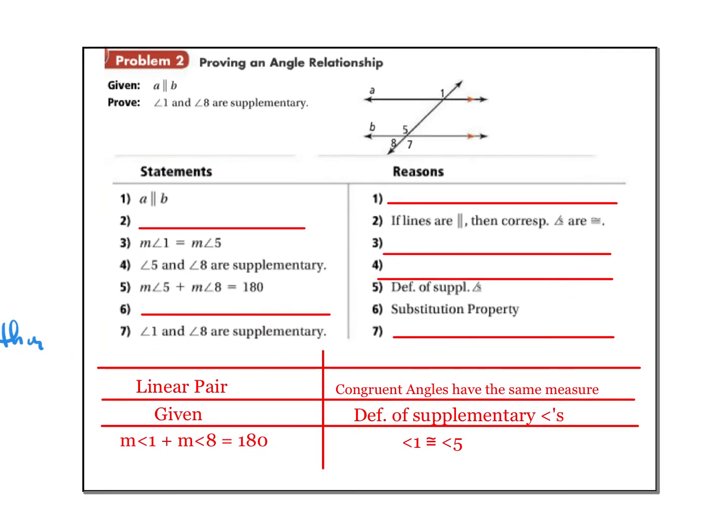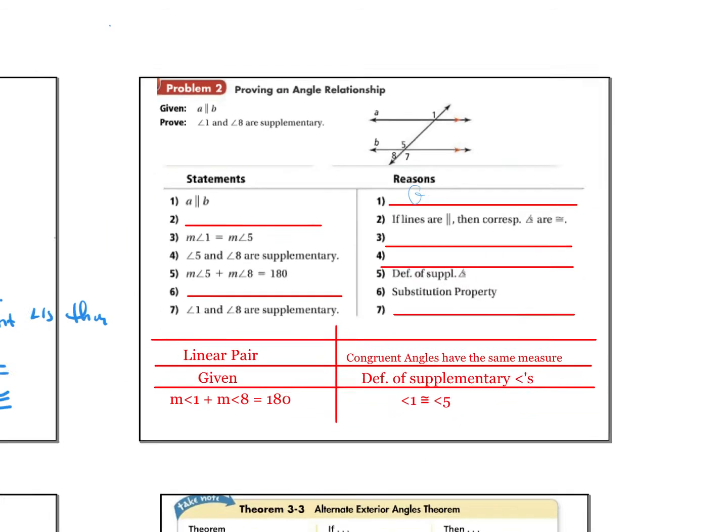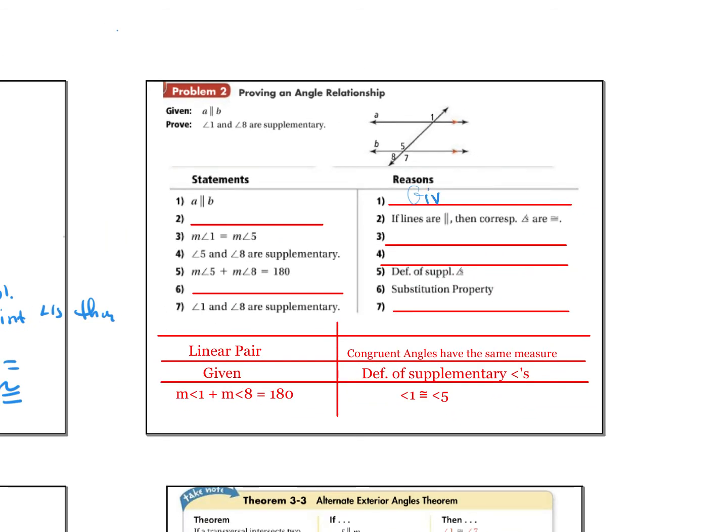All right, what'd you guys get for 1? Given. Oops. That one was tough. If lines are parallel, then corresponding angles are congruent. Which are the corresponding angles in this diagram? So angle 1 is congruent to angle 5.